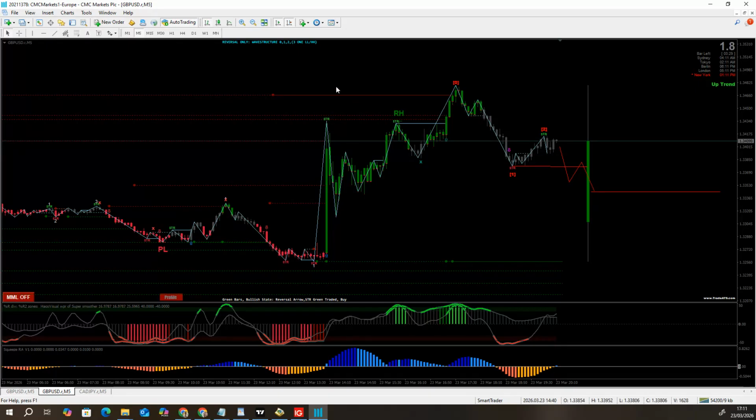Okay, then it's no longer a reversal. Then you can look for the correction, a structural correction like this, and continue to sell. Okay, that is how we can differentiate between a reversal and a continuation move.